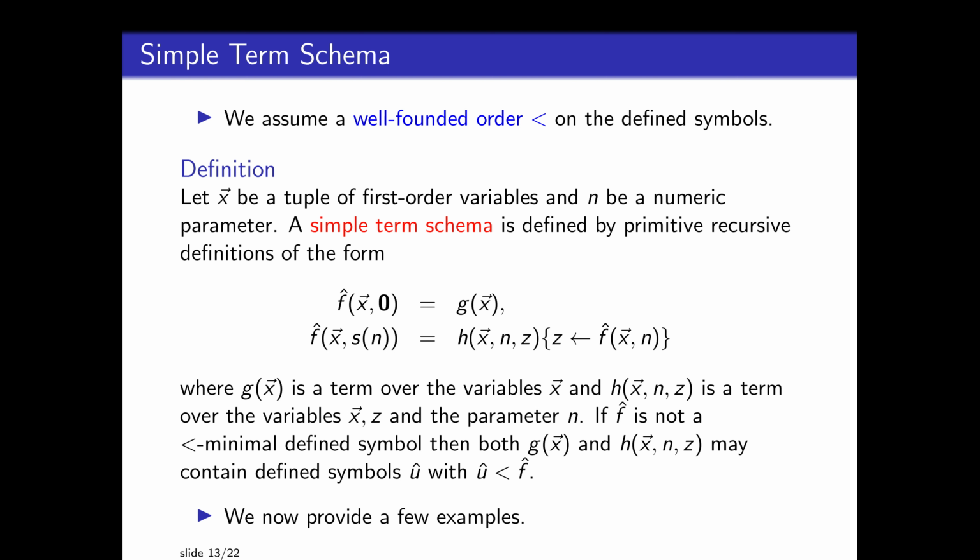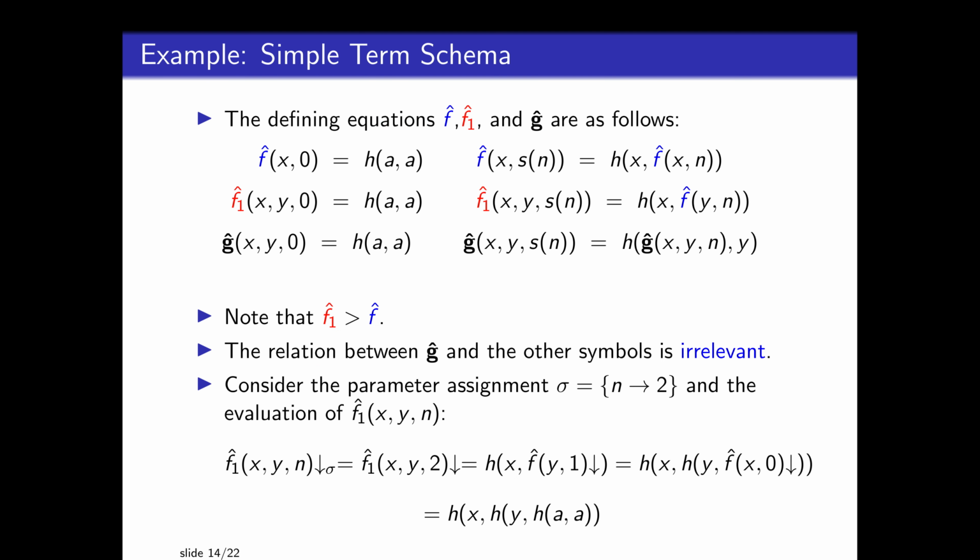Imagine that you could have multiple defined symbols, they have defining equations, and they're ordered so that we have a least function symbol. Some function symbols don't have to be ordered, but every single chain is ordered to have a least function symbol. I really have to get to the example which we have here.